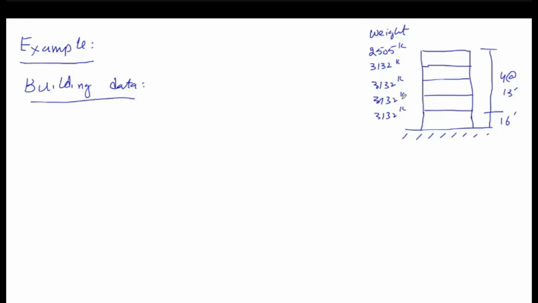Other parameters of the building: the response modification factor is given as 8, which is used to reduce the elastic forces. The risk category of this building is 2. The structure is regular, both in elevation as well as in plan, so there are no irregularities to consider in the design.